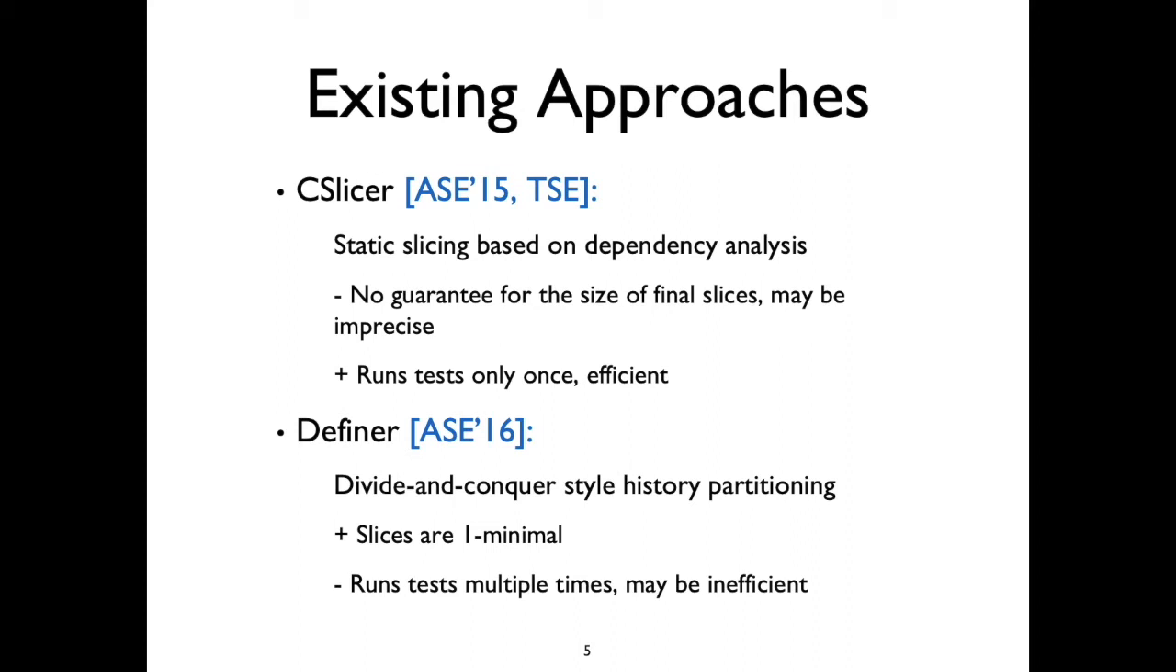Definer performs divide-and-conquer style history partitioning and reduction. It iteratively partitions history and runs tests on the partitions until the slice becomes one-minimal. Although it guarantees one-minimal slices, the iterative execution of tests may be inefficient.